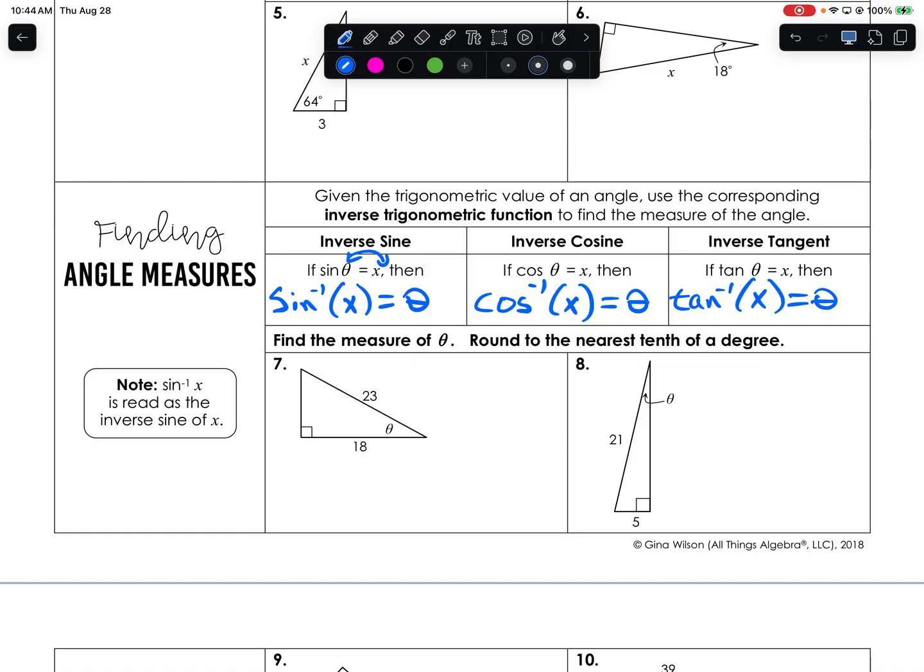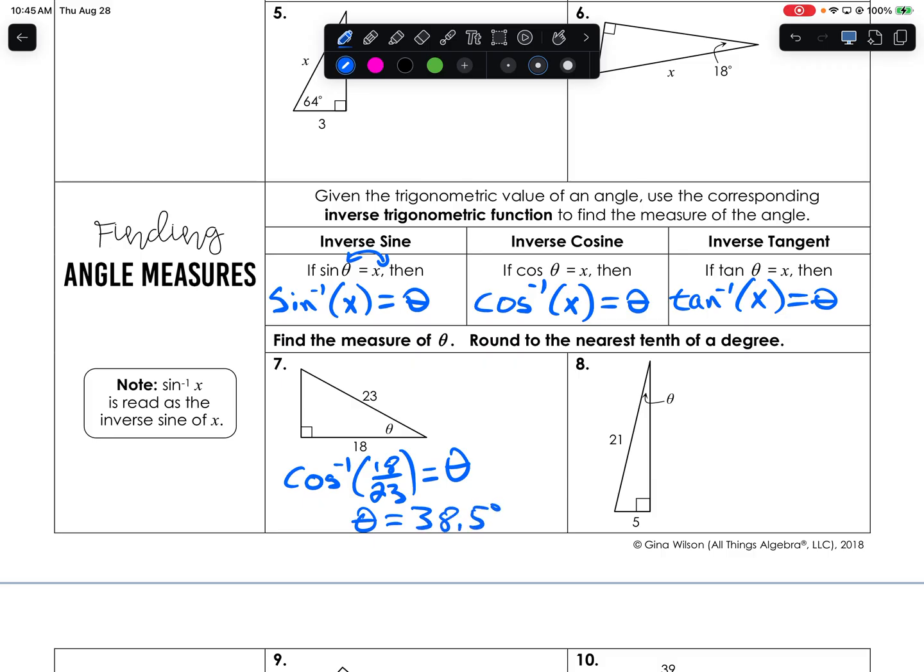Now we look at number 7 here, and what is 18 as it relates to theta? Opposite, adjacent, or hypotenuse? It is adjacent. And 23 is hypotenuse, so what are we doing? We're doing cosine. I'm going to just put the fraction in the parentheses right away because it saves me a step. So inverse cosine of 18 over 23 is going to give me theta. When you do that in your calculator, you should get theta equals 38.5.